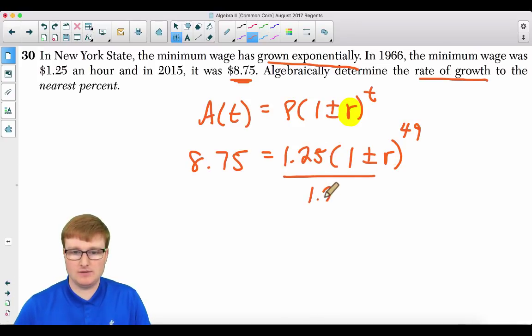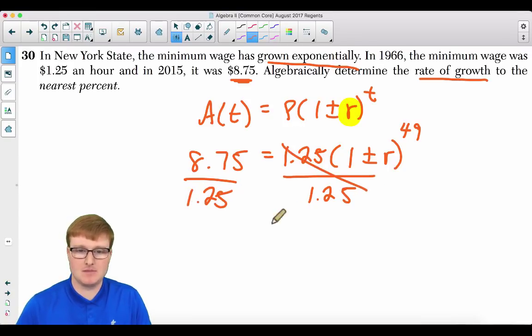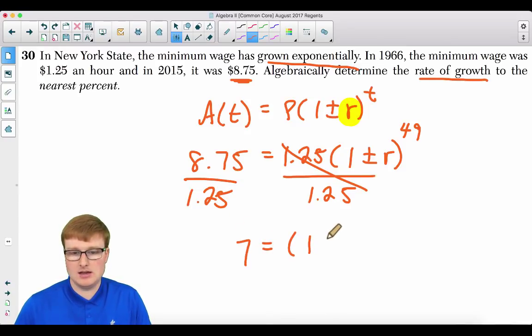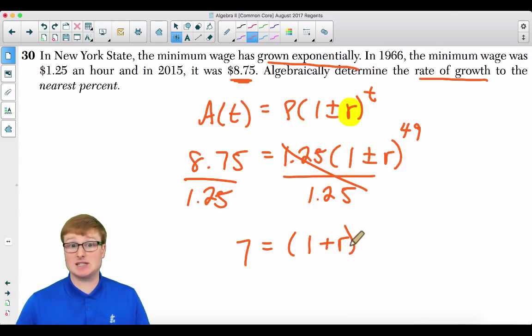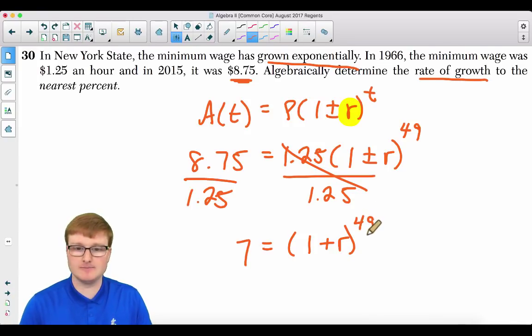Divide by $1.25 first. When you divide this properly, you get 7. That is equal to 1 plus R to the 49th power. I'm going to change this a little bit here. It's plus R because it's an increase. It's exponentially going up, so it's just a positive R raised to the 49th power.